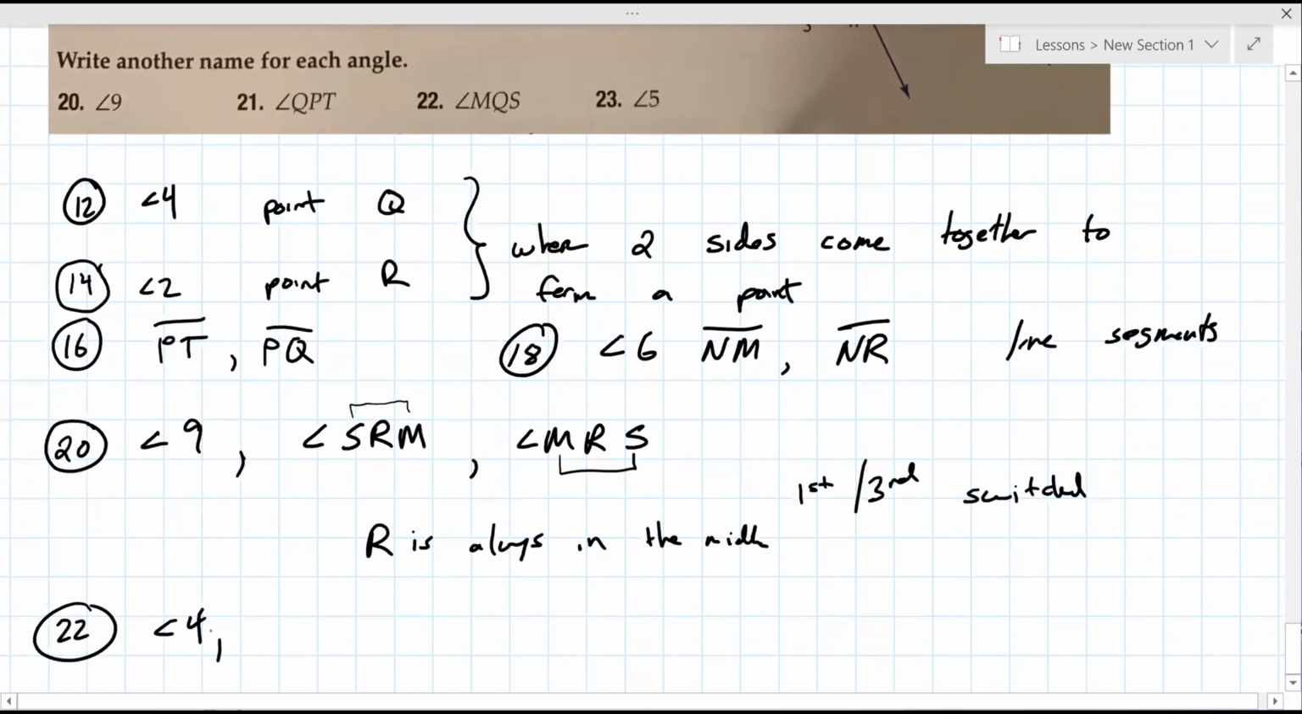You could also go R to Q to P. You could also do them in reverse. You could go angle P to Q to R. You could also use the S. You could also say like S to Q to P. But notice each time the Q is in the middle, except when it has a single number associated with it.